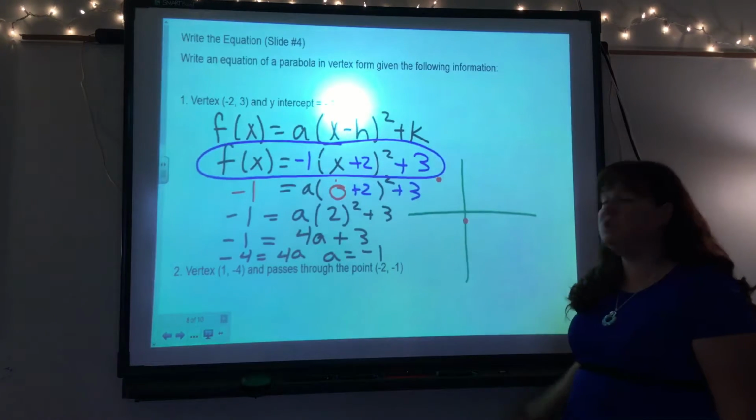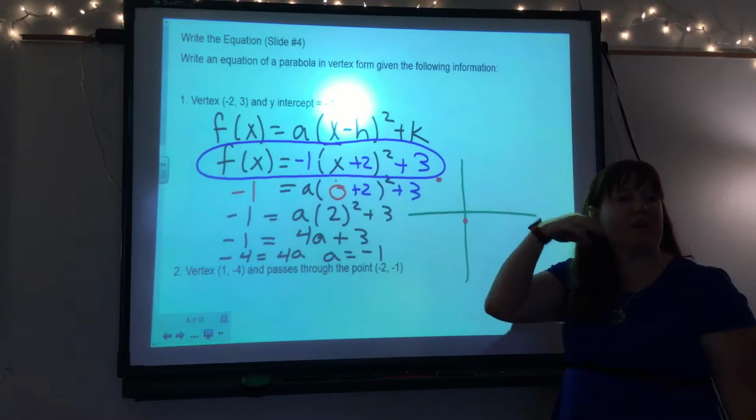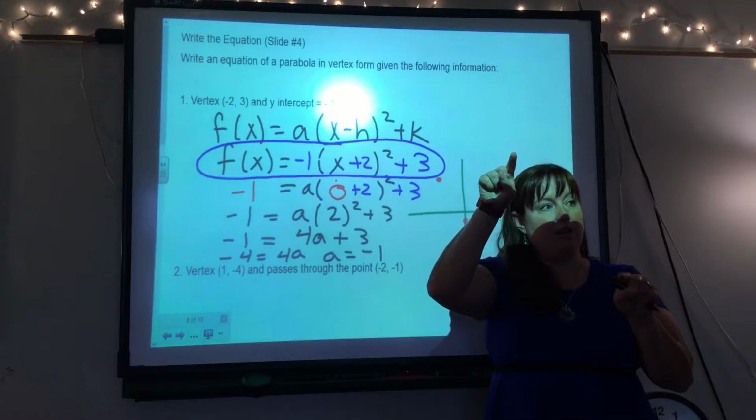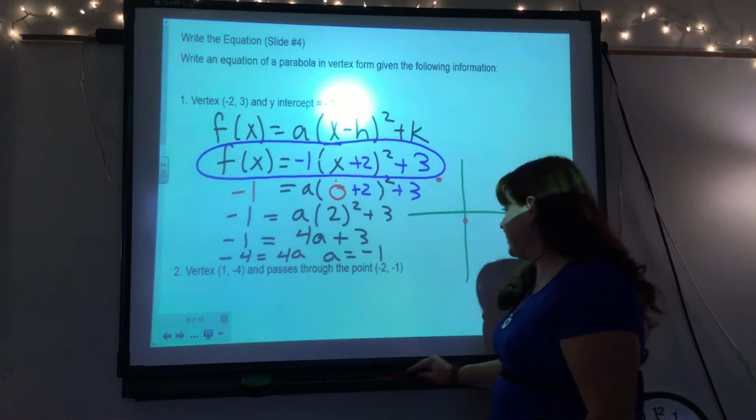Do we have to graph it too? We don't have to graph it. You could just picture it and think, okay, that makes sense. Because if my vertex is up here and my intercept is down here, it's good that I got a negative number because it should be going down.